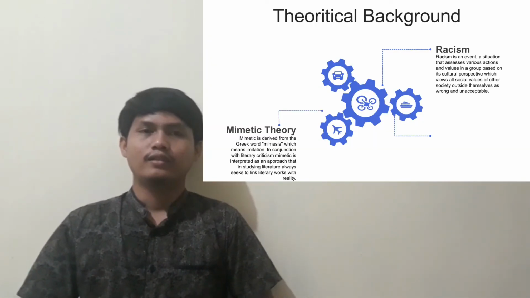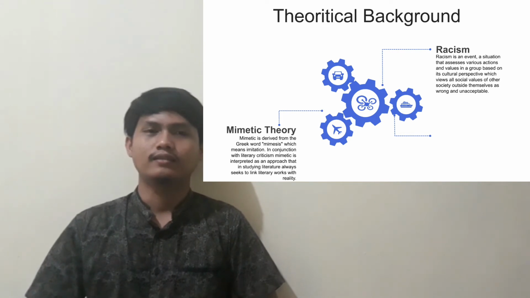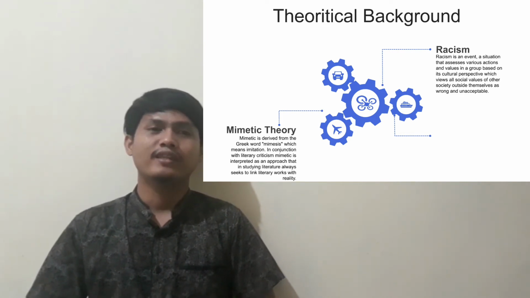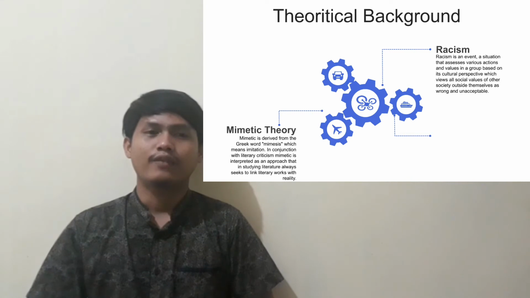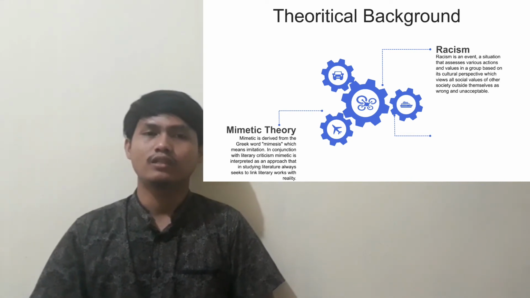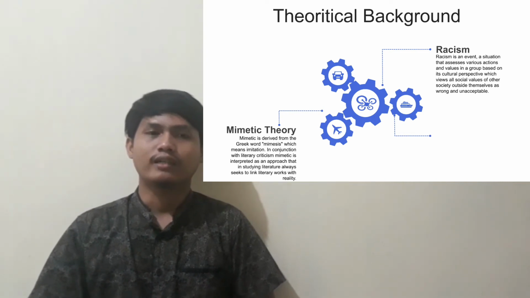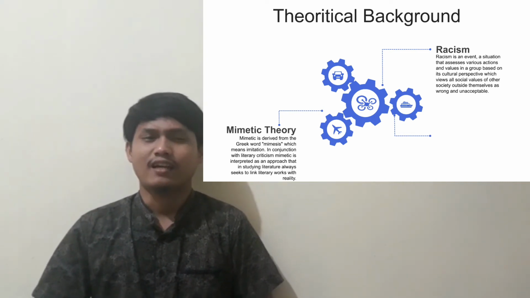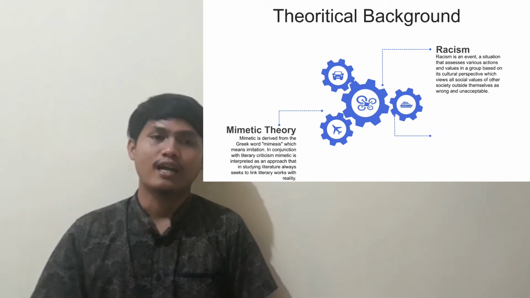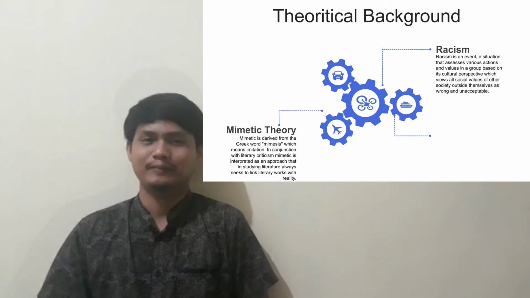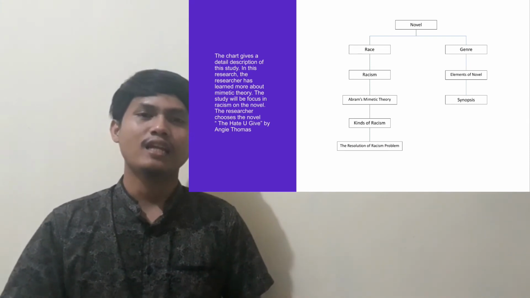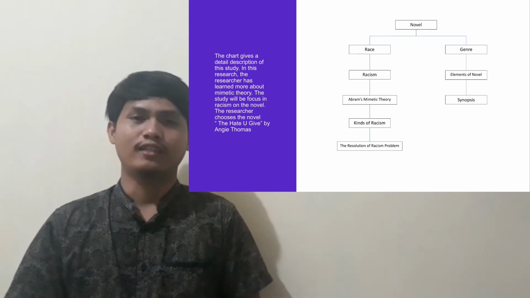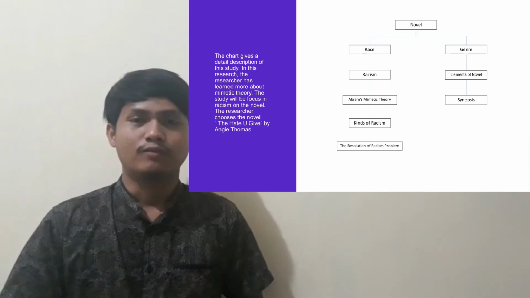In analyzing the novel, I will use the mimetic theory as a theoretical basis. Mimetic theory, according to Abrams, is a review of literary studies that emphasize the study of the relationship of literary works with reality outside of literary works. So basically, this is an approach that views literary works as an imitation and reality. So here is my theoretical framework. The chart gives a detailed description of the study. In this research, I've learned more about mimetic theory, and study will be focused in racism and the novel.